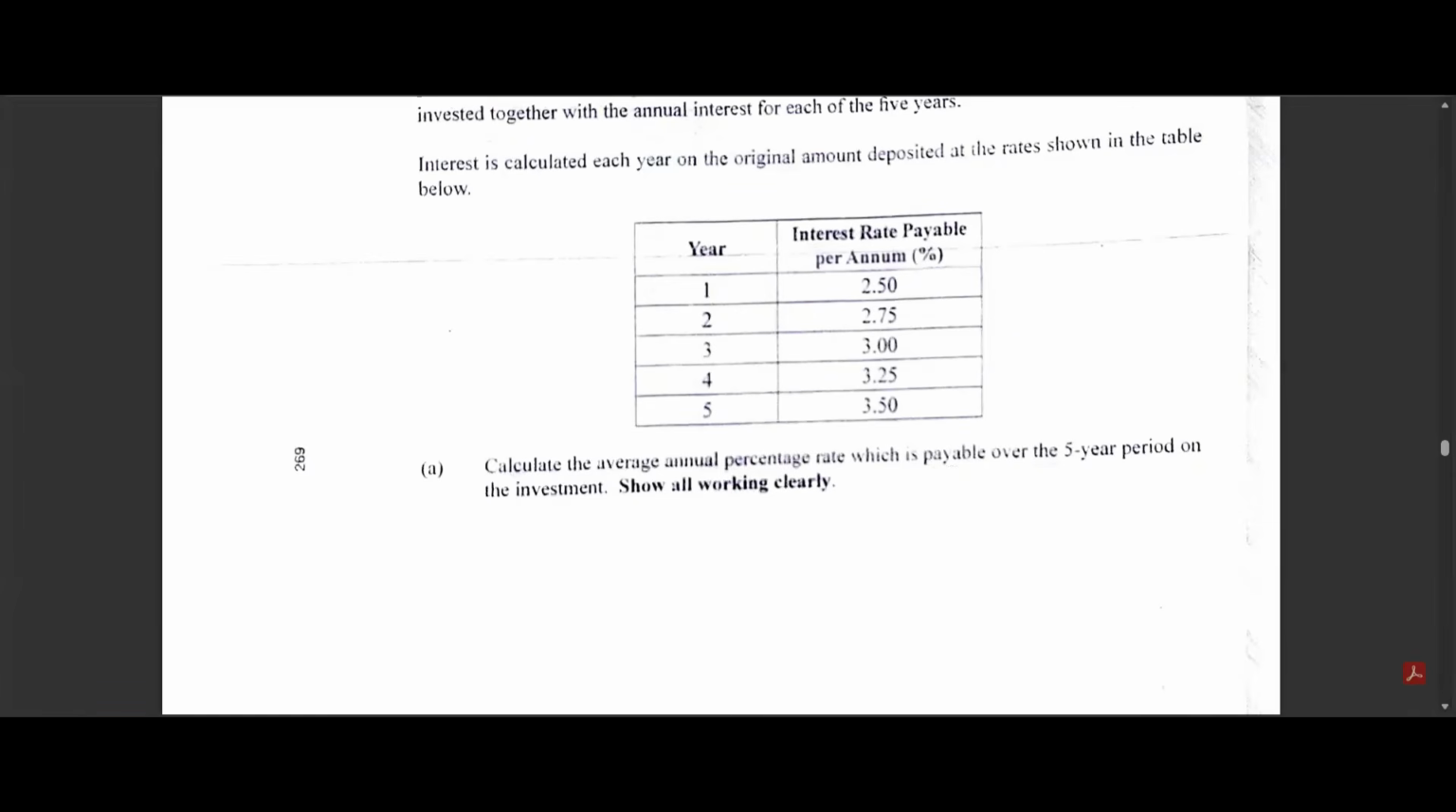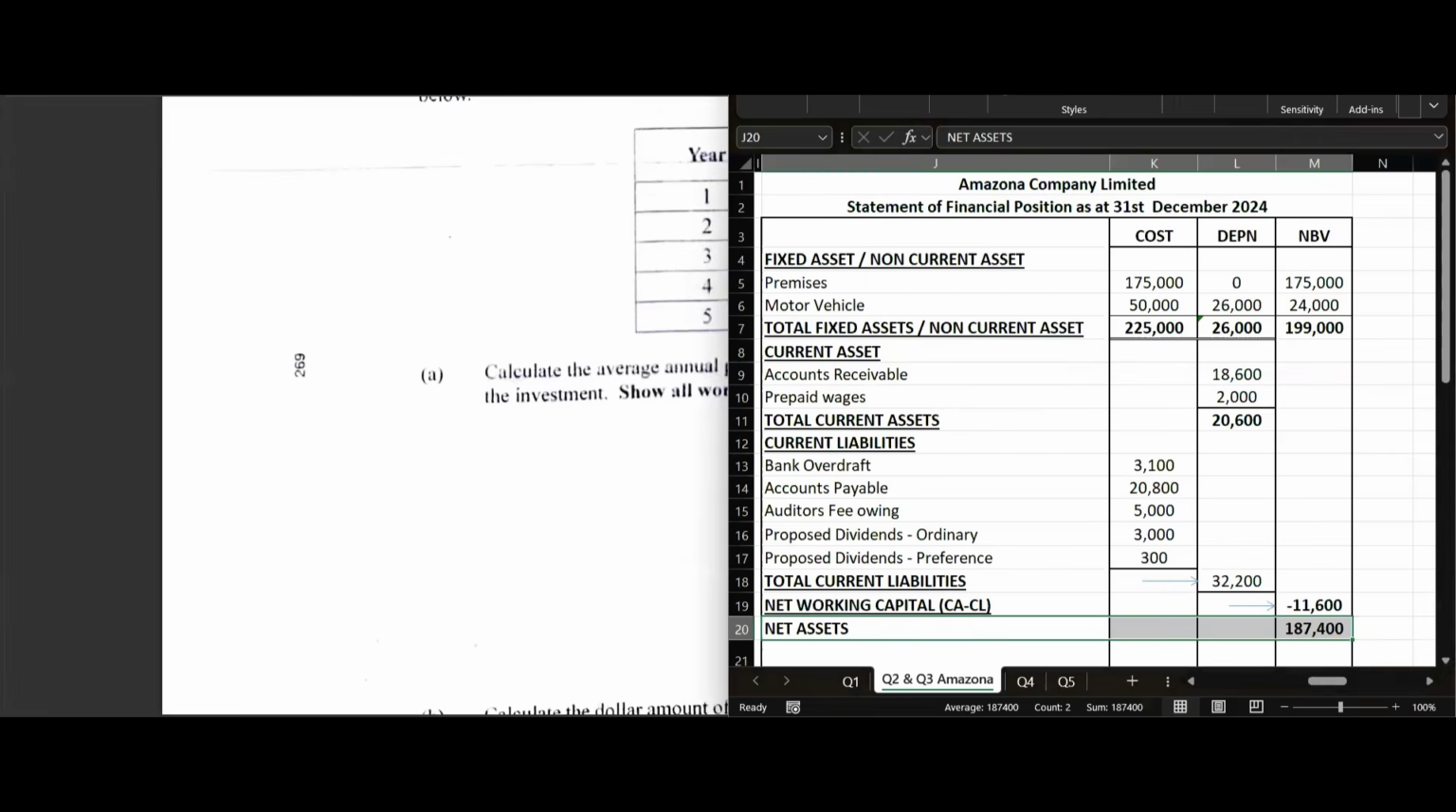Alright guys, we can do that. So what we had to do was just work out the average rate that would have been payable for the entire investment. How many marks was that worth? Well, that was worth just 3 marks. So that meant it should not have been too detailed at all. Alright guys, let's get the answer for that as well. Let's see how it went down.